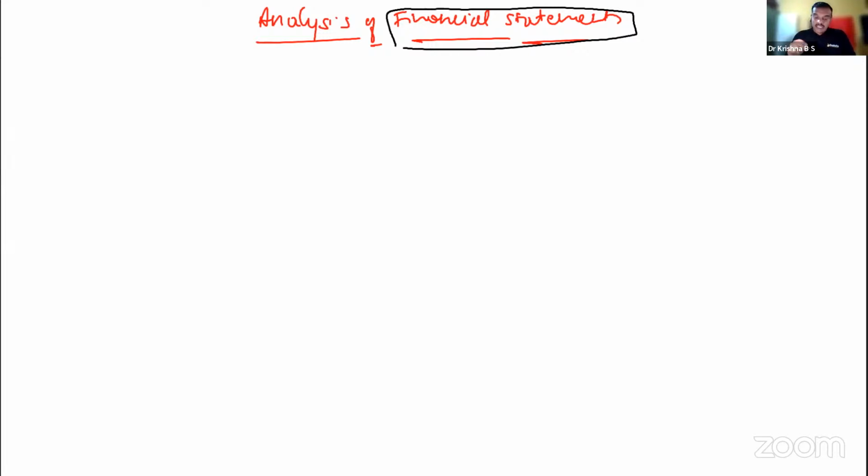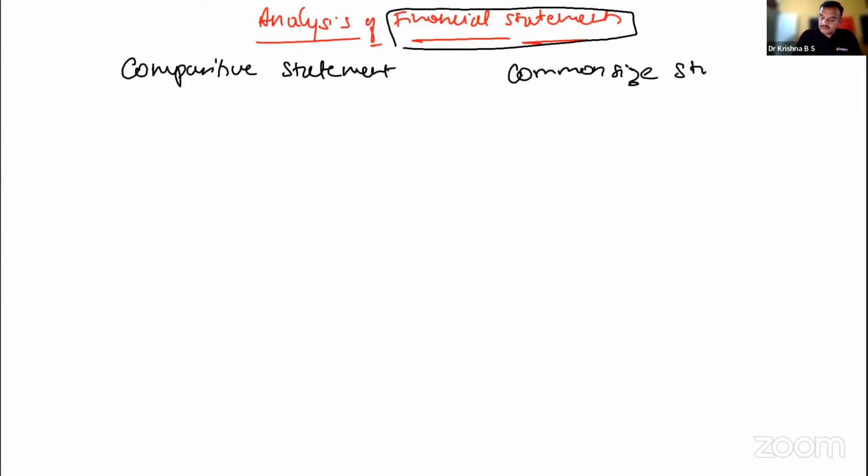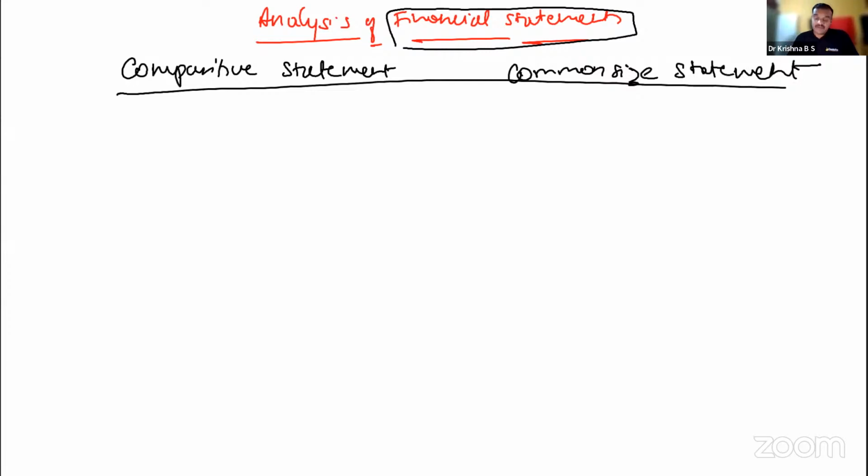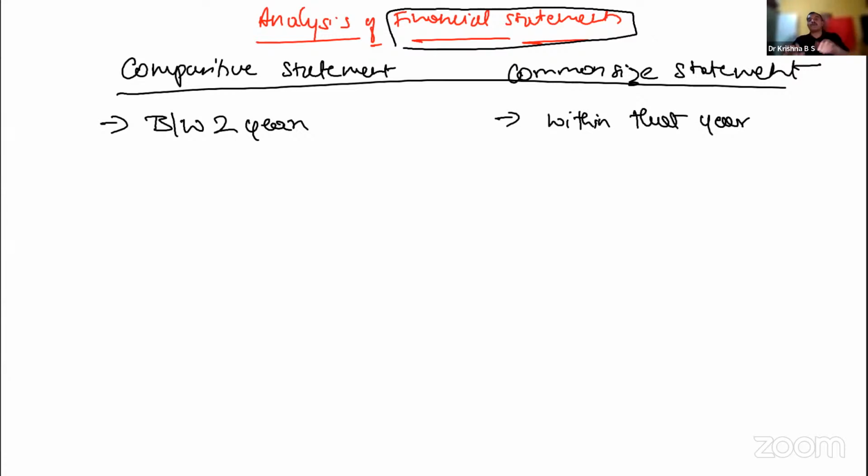In this, we will understand 2 things. Number 1, comparative statement. Number 2, common size statement. What is the difference between these 2 statements? Here we will compare the statement between two years. Here in this common size, we compare the statement within that year.